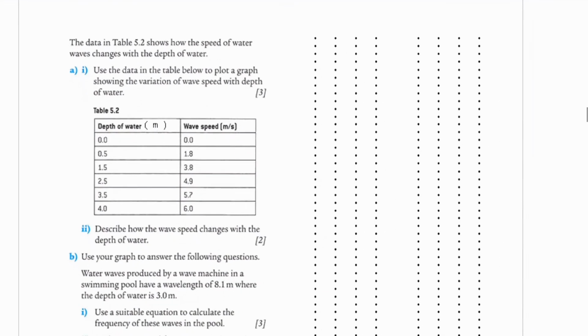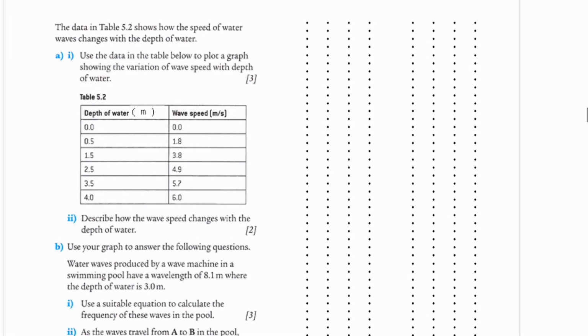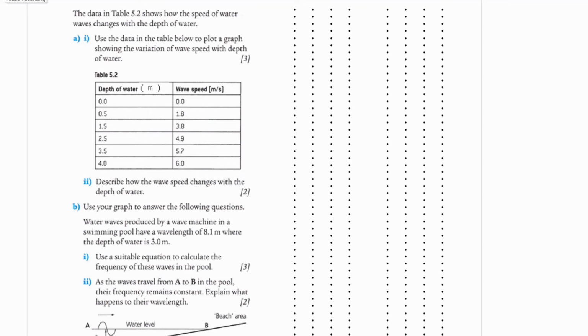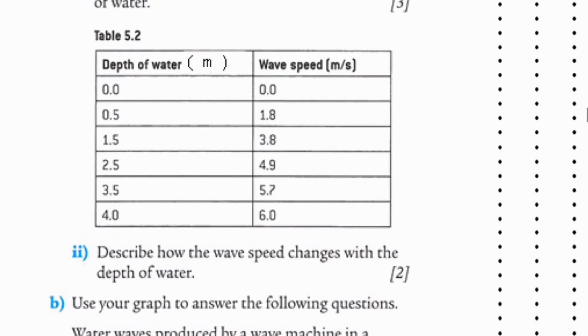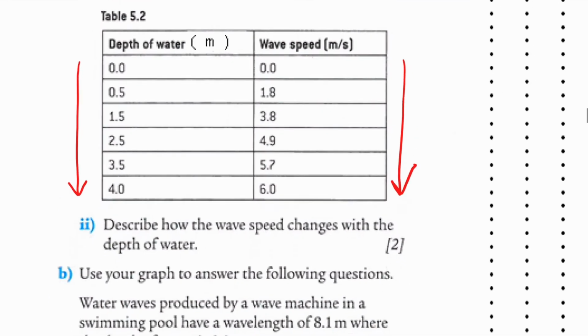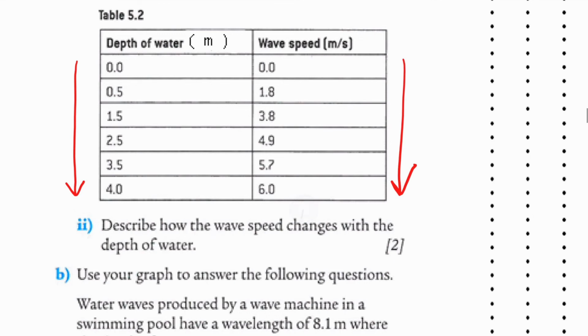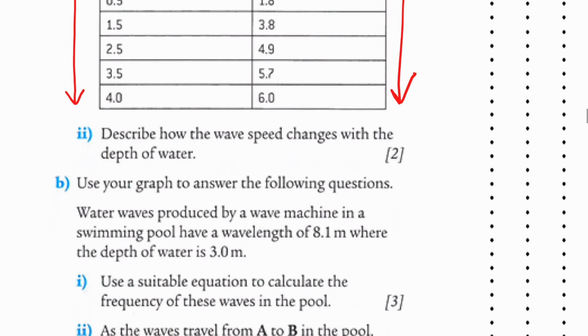Right, turn on to page 16, please. This is a past exam question, but also an opportunity for you to plot the graph of the independent variable, depth of water, against the wave speed. And what you can see before you start plotting is that as the depth of water increases, the wave speed increases. Then the rest of the questions underneath are relating to the graph.